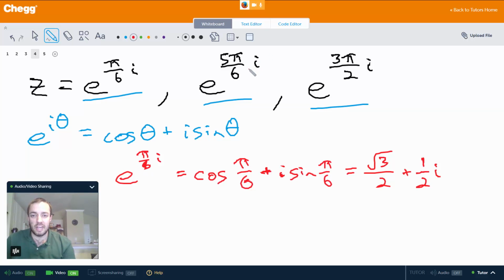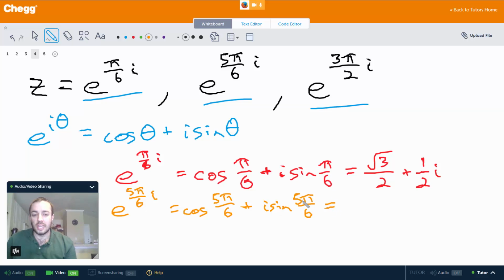And then we have e to the 5 pi over 6 times i. So, a different color, e to the 5 pi over 6 times i is cosine of 5 pi over 6 plus i times the sine of 5 pi over 6. And again, it's really just a matter of knowing the unit circle. So this is going to be negative root 3 over 2. And then sine of 5 pi over 6 is still positive 1/2, so this is plus 1/2 times i.